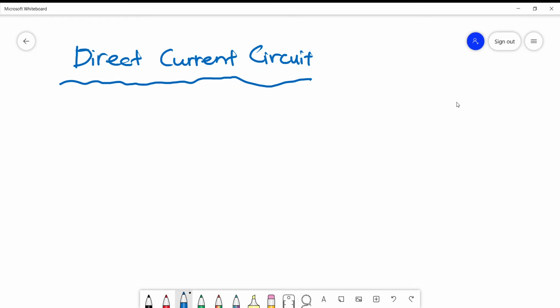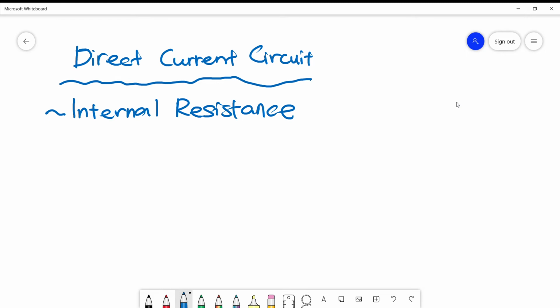Okay, so let's begin with our new chapter, direct current circuits. Before that, let me introduce some electrical components. First of all, we need to know what is actually the internal resistance. So what is actually meant by the internal resistance?